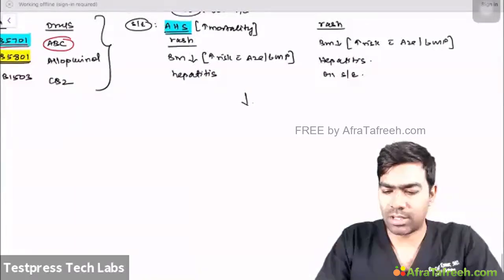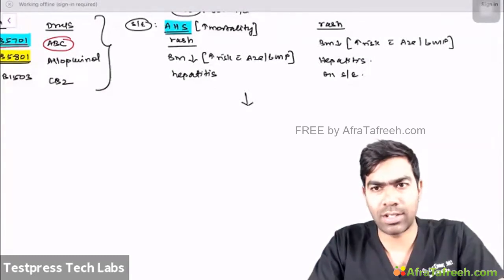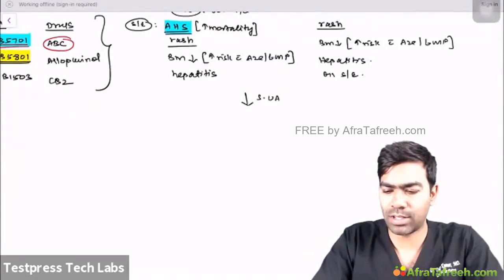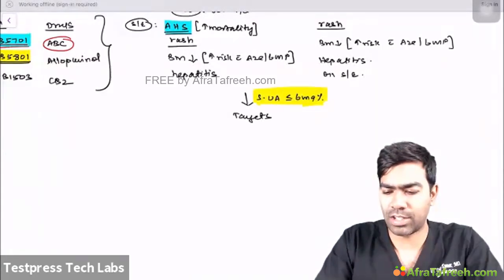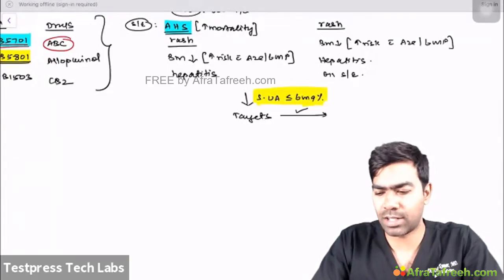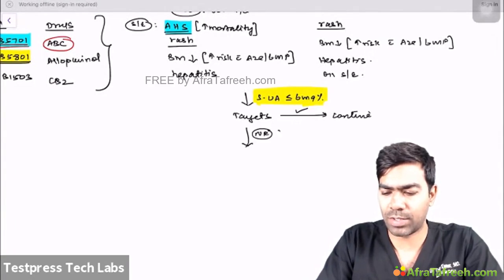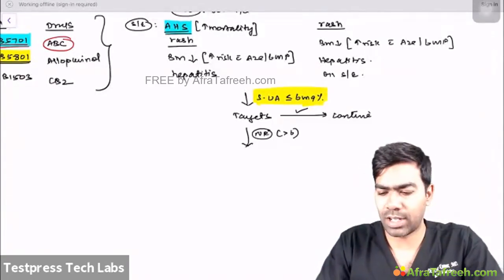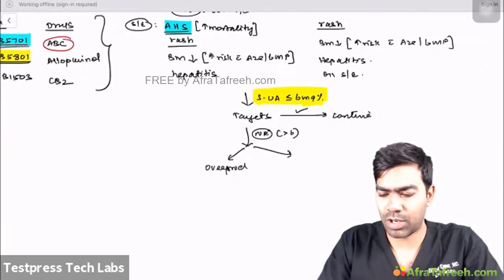Suppose the patient is not responding to your drug, in the sense your uric acid is not getting under control. Whether uric acid is less than 6 milligrams per deciliter or not, this is the target uric acid that we need to know as far as hyperuricemia is concerned. So you have to ask whether targets are reached or not. If the targets are reached, then you continue the same medications, no need to change anything. If the targets are not reached yet, which means the uric acid is still more than 6, in this setting you see whether it's an overproducer or under-excreter. That's why we know this data in the beginning itself.